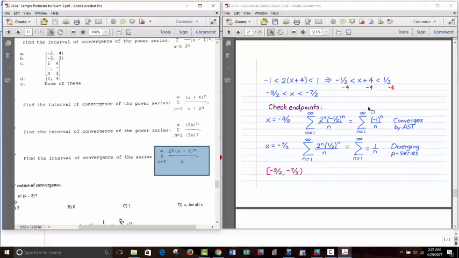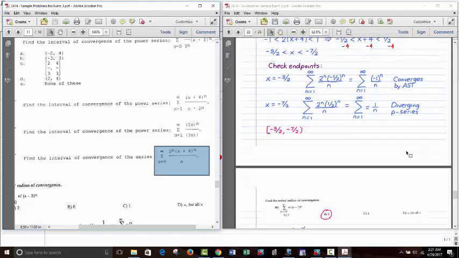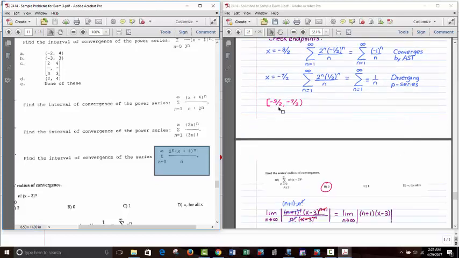And this is very similar to that other recent one, where you end up with negative 1 to the n over n, or just 1 over n. So you get converging by AST for the left endpoint, and you have diverging for the right endpoint. So it would be bracket at negative 9 halves, parentheses at negative 7 halves.